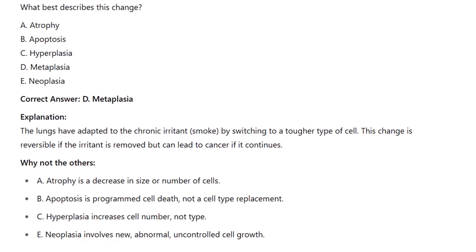Why not the others? A. Atrophy is a decrease in size or number of cells. B. Apoptosis is programmed cell death, not a cell type replacement. C. Hyperplasia increases cell number, not type. E. Neoplasia involves new, abnormal, uncontrolled cell growth.